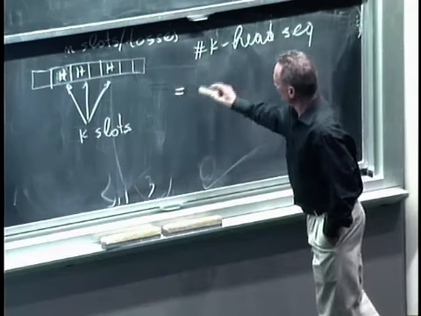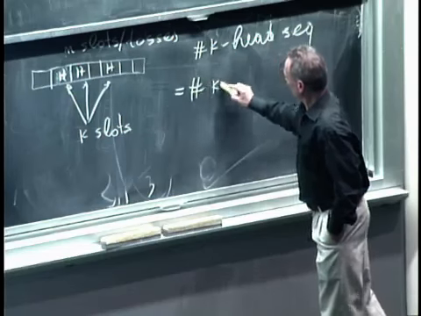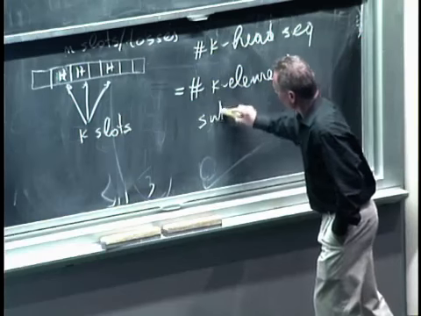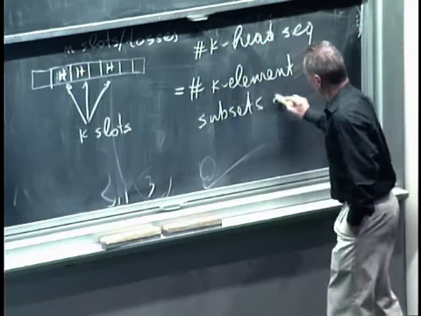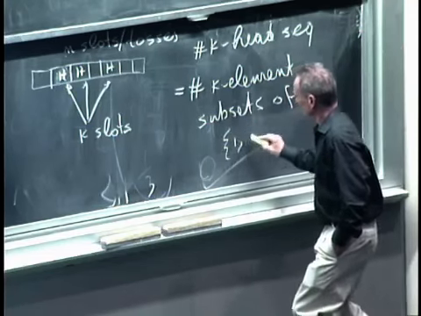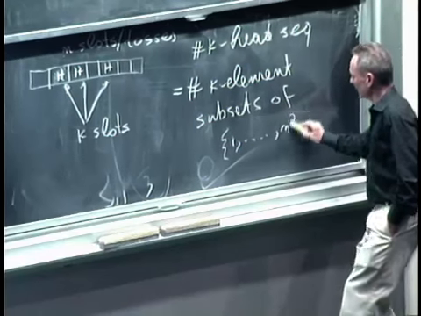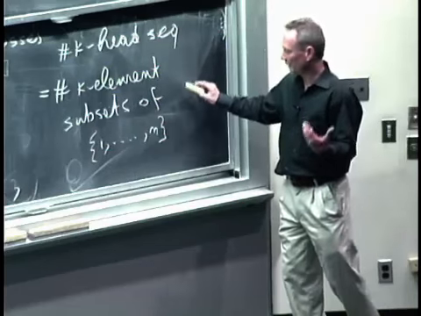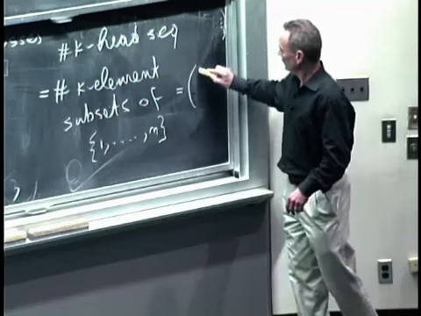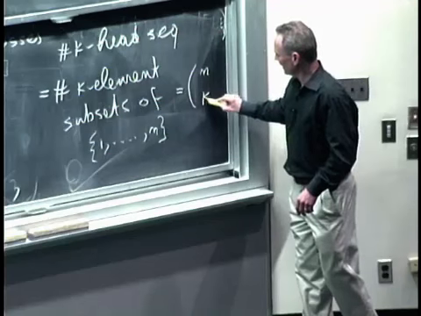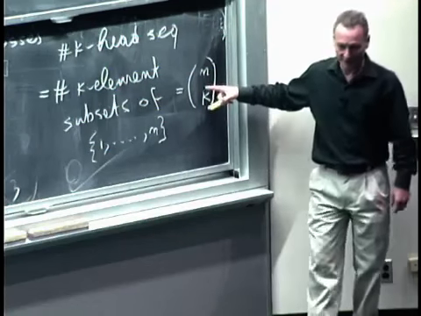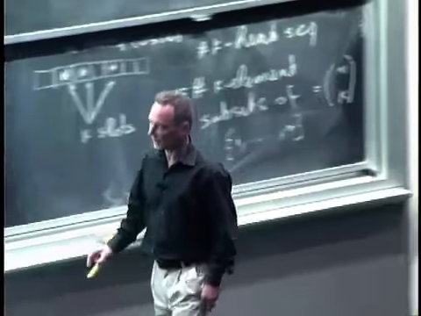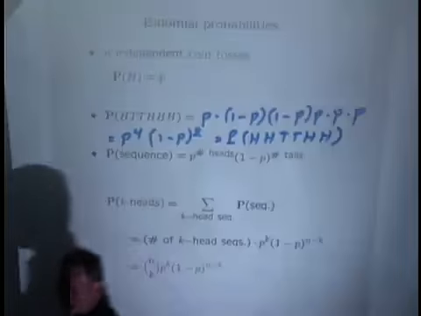So the number of k head sequences is the same as the number of k element subsets of the set of slots that we started with, which are the n slots 1 up to n. We know what that number is. We counted before the number of k element subsets, starting with a set with n elements, and we gave a symbol to that number, which is that thing, n choose k. So this is the final answer that we obtained.